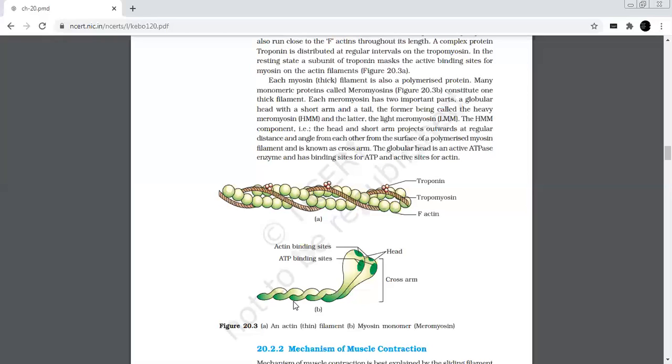The globular head is an active ATPase enzyme which has a binding site for ATP and active sites for actin. The tail is light meromyosin. You can see it over here. The myosin molecule has two identical heavy chains and four light chains. The two heavy chains wrap spirally around each other to form a double helix. The light chains are part of the myosin head and help control the function of the head during the contraction of muscles.